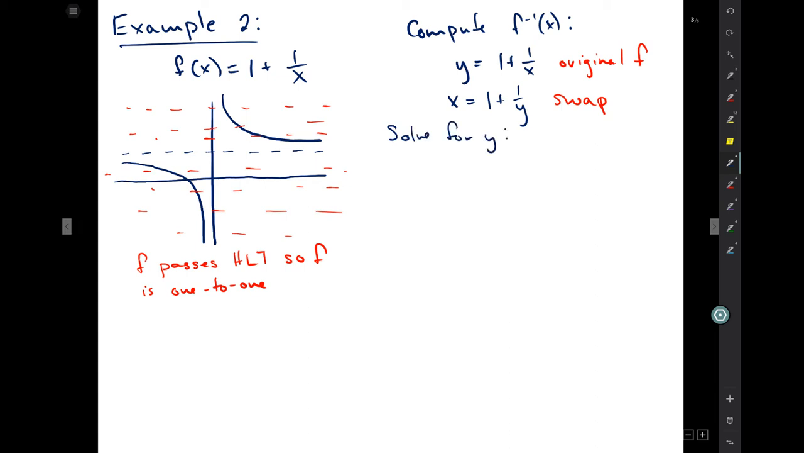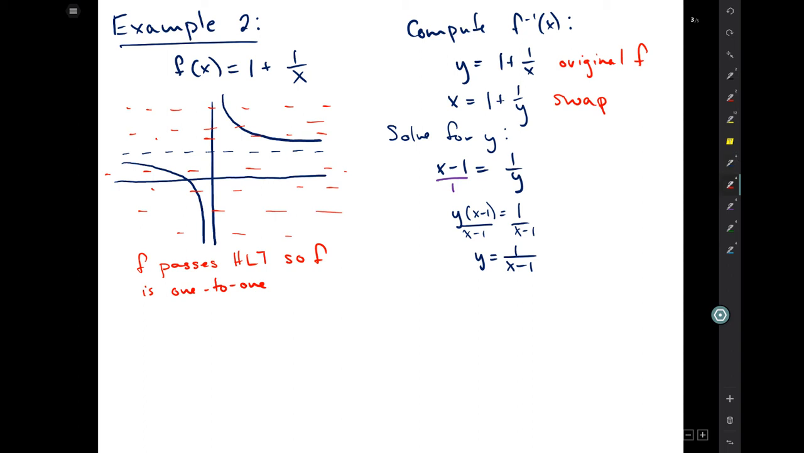The first thing that I can do is subtract 1 from both sides. So I have x minus 1 is equal to 1 over y. Now I can cross multiply. So I think of x minus 1 as being over a 1, and I can cross multiply. So I have y times x minus 1 is equal to 1 times 1. I can divide through by x minus 1, and I end up with y equals 1 over x minus 1.